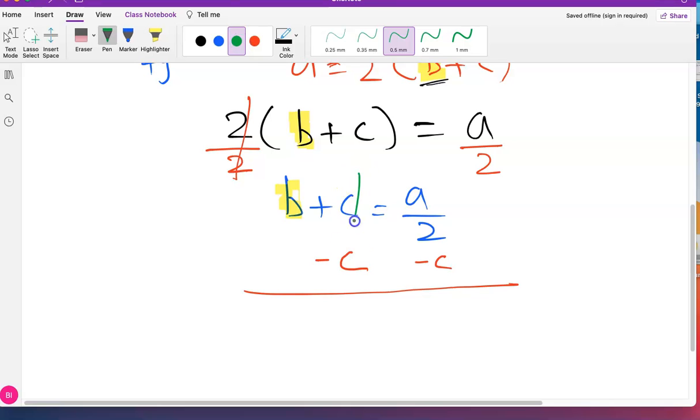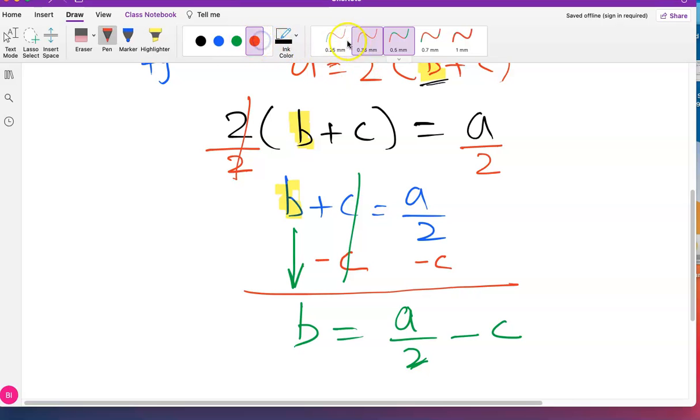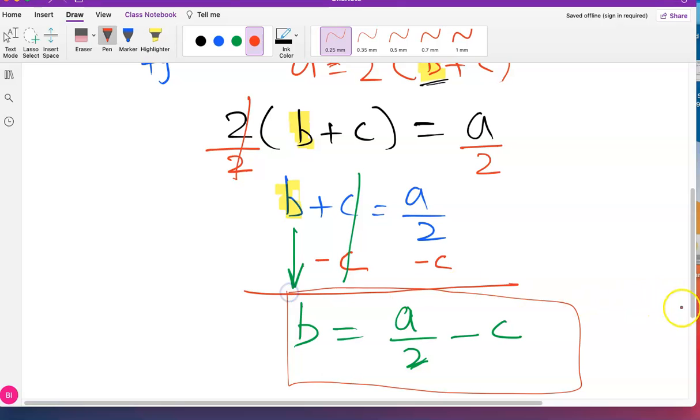See, positive C, negative C cancelled. You ended up getting B is equal to, so I brought down the B here, is equal to A over 2 minus C. That is your final answer. B is equal to A over 2 minus C.